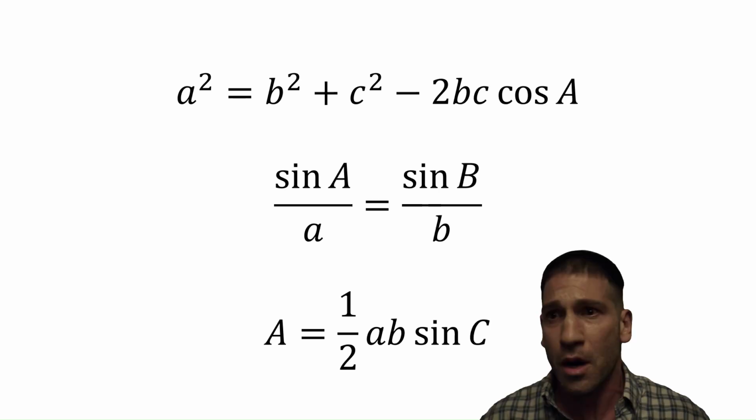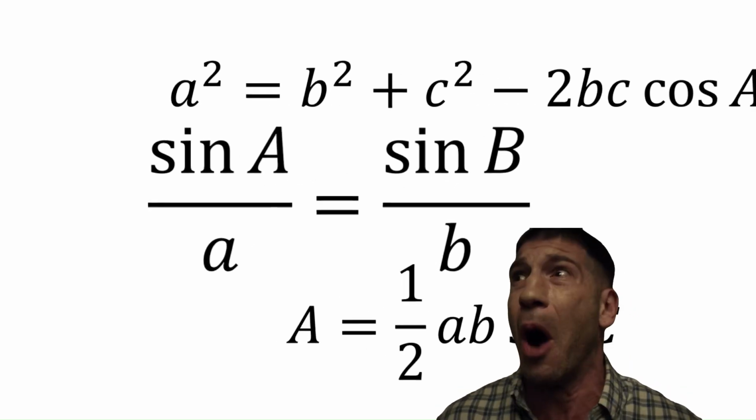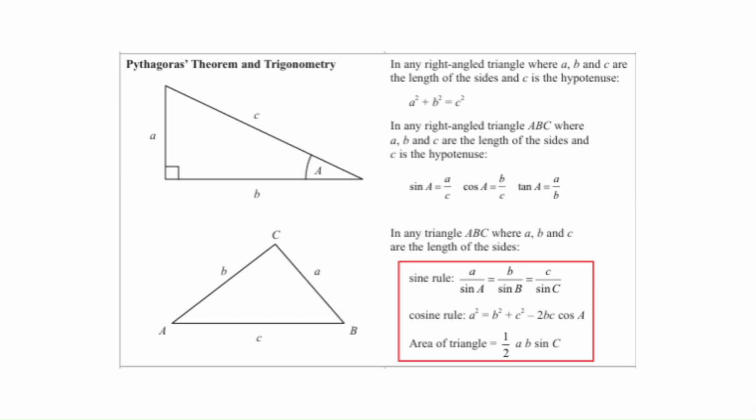a squared over sine A equals b squared over sine B. Area of the triangle equals half ab sine C. You are given these three formulae in your formula sheet for GCSE Maths, but for A-level you're expected to remember them. Regardless of if you're doing A-level or GCSE Maths, it can be useful to understand where these formulae come from.